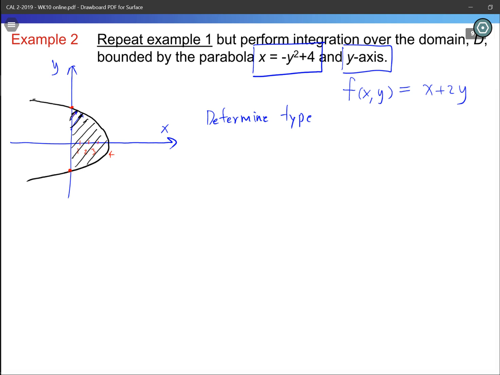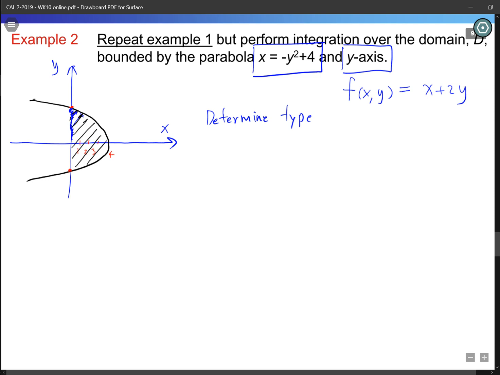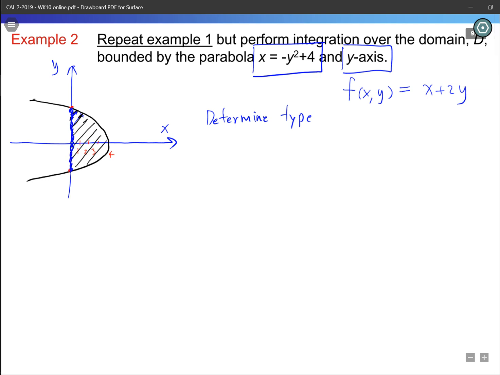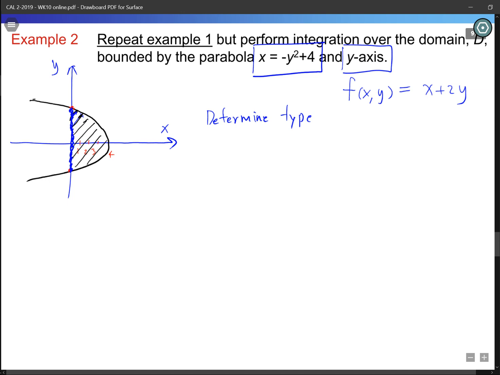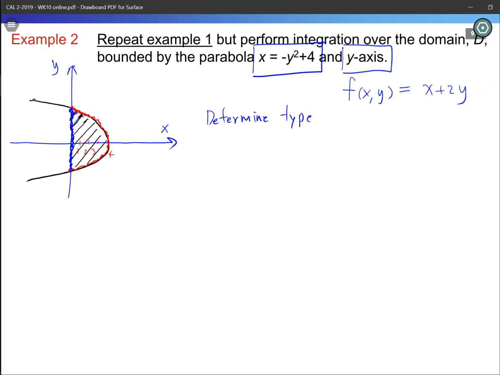We need to ask ourselves, do we see a function from below and above, or do we see a function from the right and the left? If you agree with me, you would say that, hey, I see the function on the left and the right. The left is the y-axis right here, and the right is this curve, the parabola on the side. When you see this kind of shape, it's not a graph below and above. It's obviously right and left.